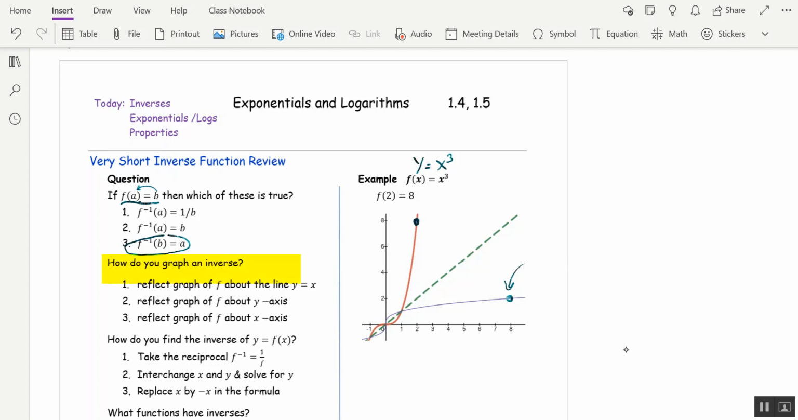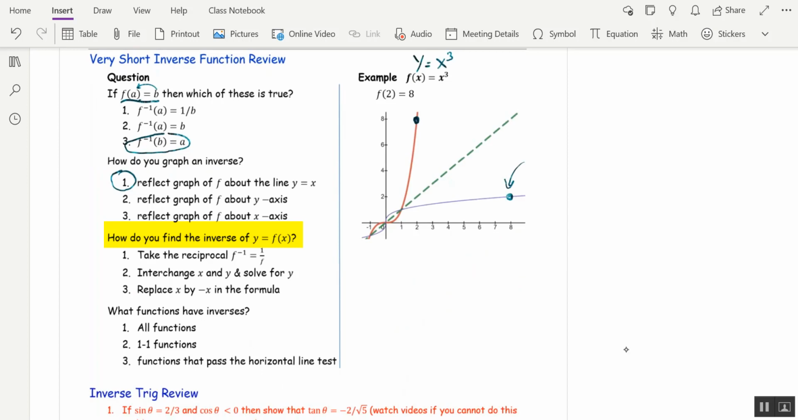All right. How do you graph an inverse? Reflect the graph of f around the line y equals x. And you can see in my picture that's what we've done. How do you find the inverse? Interchange x and y and solve for y. So you've got a few homework problems where you have to find the inverse of a function.